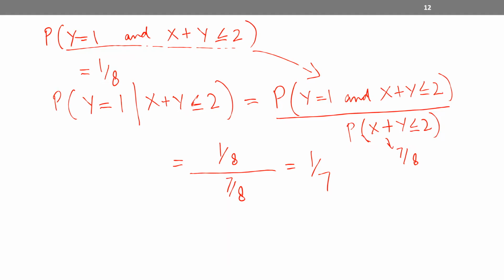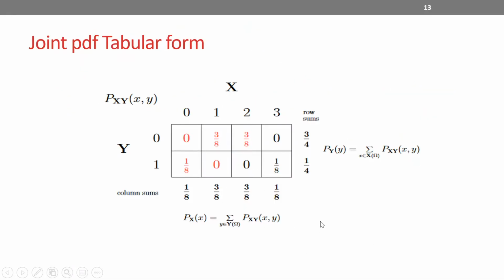So let's go back to the joint probability distribution function, which we just defined in the previous slide, and look at how we can organize it in tabular form. So the joint probability distribution function in tabular form looks something like this. And this is for the same experiment. So for the random variable X, we have all these possible values of small x. For the random variable Y, we have all these possible values for y. And each box in this table represents X and Y.